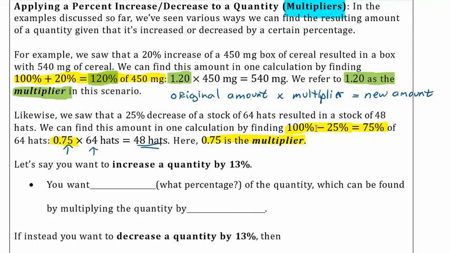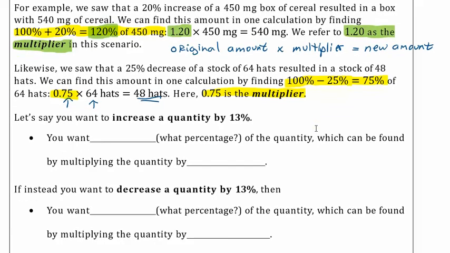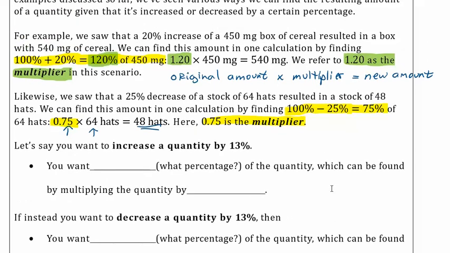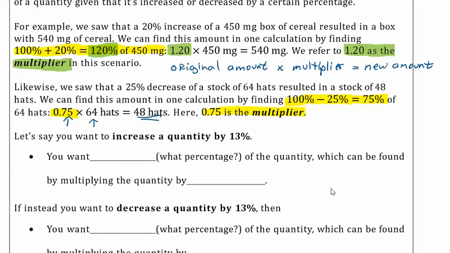All right, let's look at a couple more of these. Let's say you want to increase a quantity by 13%. So you want what percent of the quantity? Let's go back up here again and look at how we did these. If we were increasing by 20%, we took 100% plus 20%. If we're decreasing by a certain percent, we do 100% minus that percent. So increase, add the percent to 100; decrease, subtract that percent from 100.